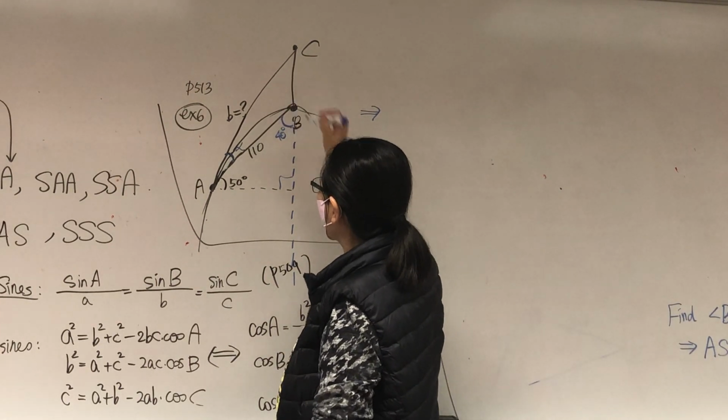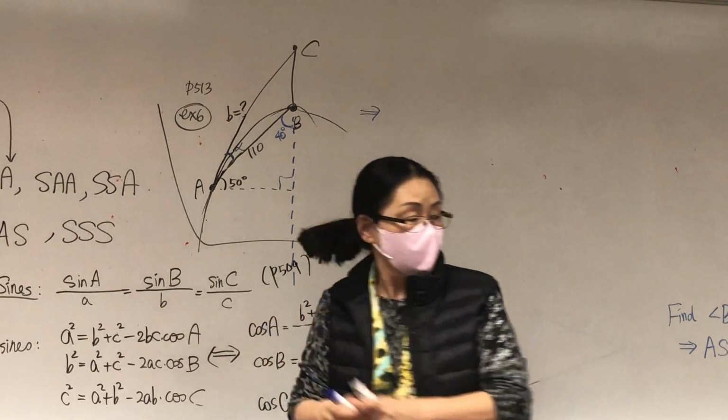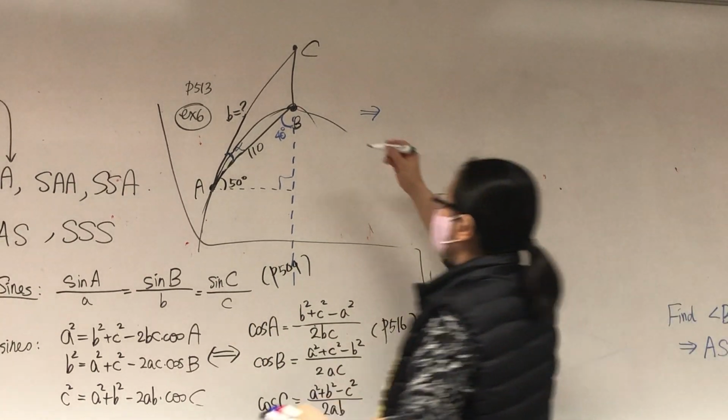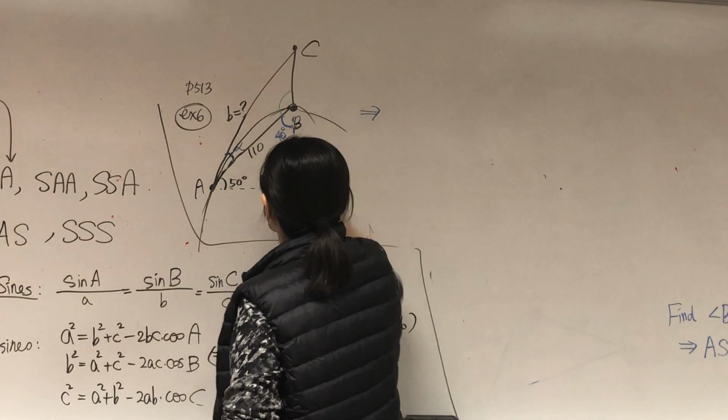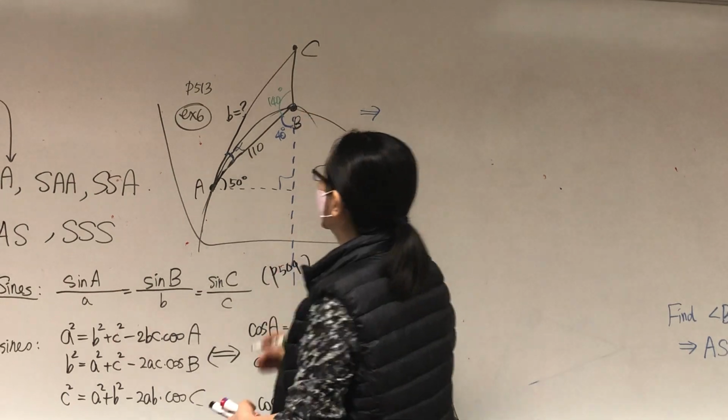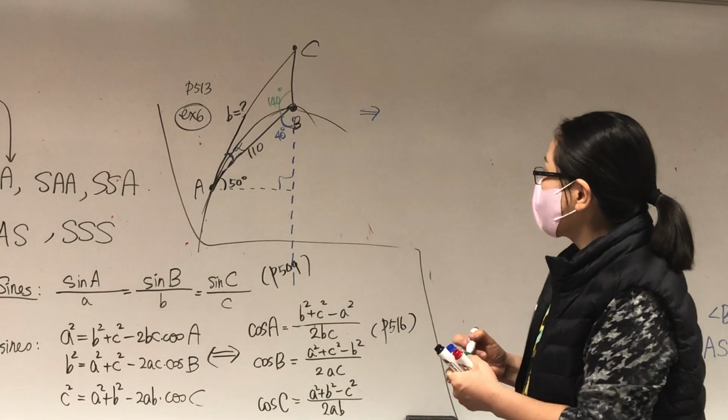So 40, and then what do you want to know? Subtract it from 180, and you get 140. Very good. Good job. So what is this angle? 140. Very good. And so it's a side angle side. Very, very good.